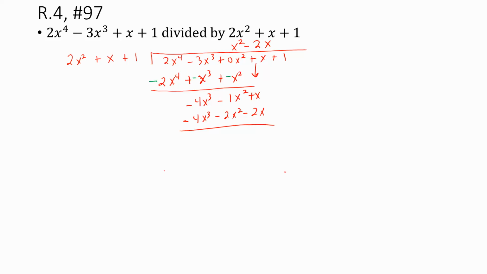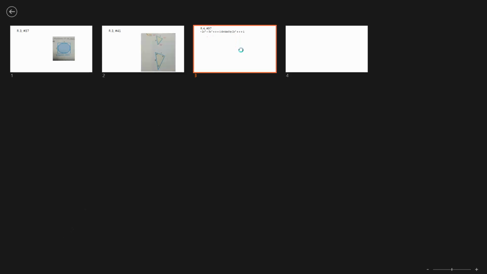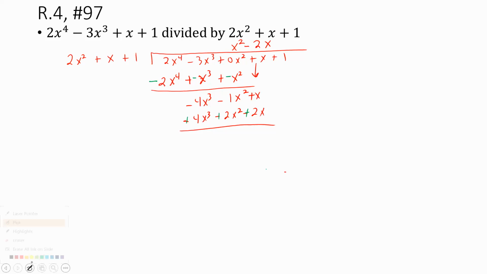Again, we must change our signs because of subtraction. So all of these signs become positive now. So negative 4x to the third plus 4x to the third cancels out. Negative 1x squared plus 2x squared is 1x squared. X plus 2x is 3x. Bring down the last term, start over one more time.